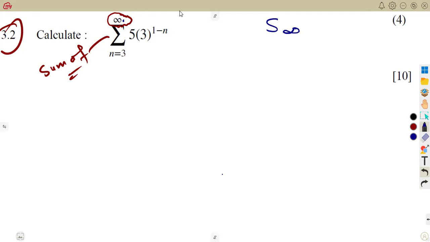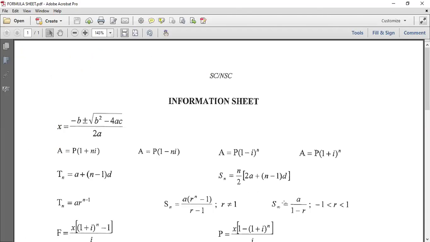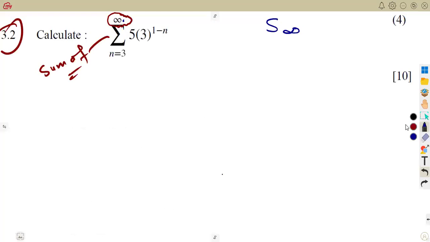meaning we are dealing with a geometric series, and the sum to infinity is given from our formula sheet as a over 1 minus r. That was the case of our question. So what we need is a, the first term, and r, the common ratio. a is the first term, which corresponds to T1, when n is equal to 3. That is our starting point.